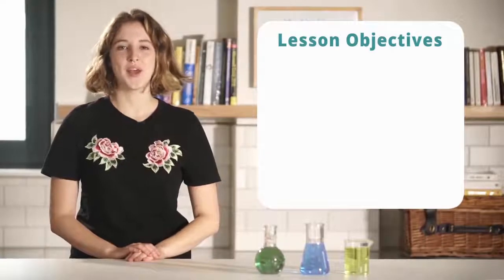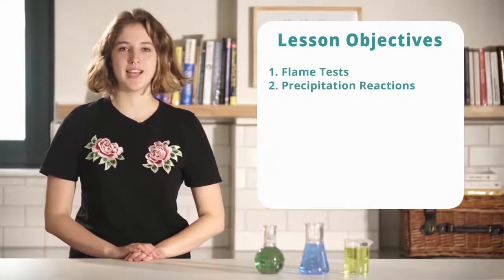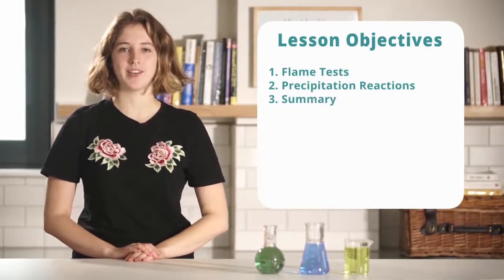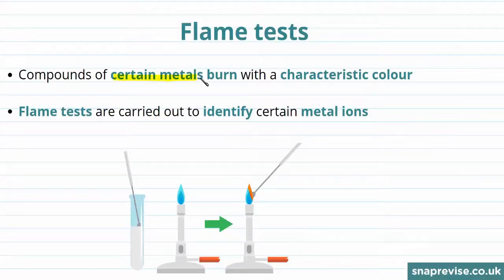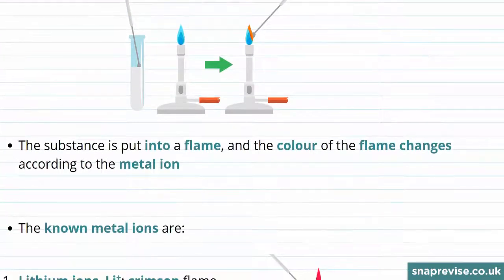Hi guys! This video is going to cover flame tests and precipitation reactions, and we'll end with a summary. The compounds of certain metals will burn with characteristic colours, and this is why flame tests can be really useful in order to identify particular metal positive ions or cations. Flame tests are really simple to carry out.